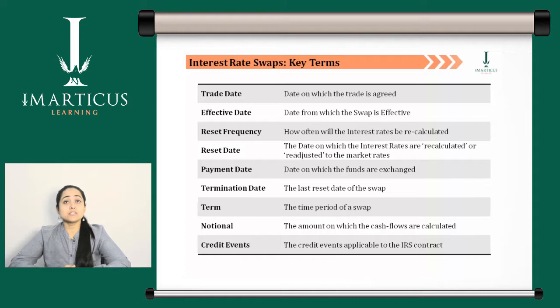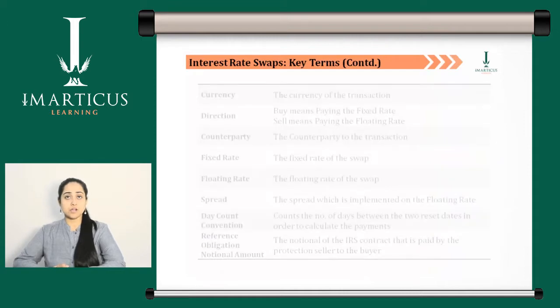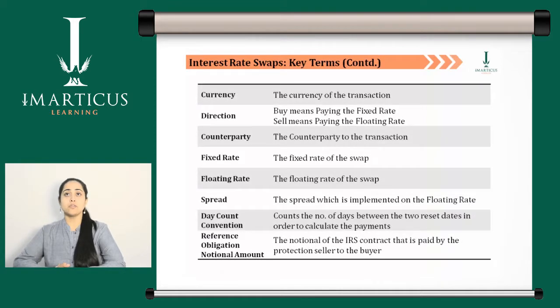The term indicates the time period of a swap. It could be 2 years, 5 years, etc. The notional is the amount on which the cash flows are calculated. The credit events are events applicable to the IRS contract. Continuing further in IRS, the currency term is used to denote the currency of the transaction. In the direction, buy means paying the fixed rate and sell means paying the floating rate.